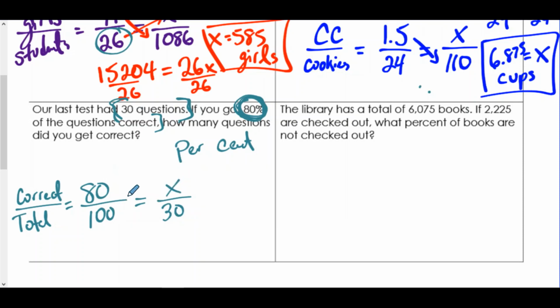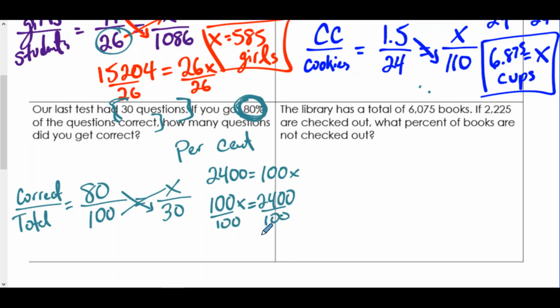From there, we're going to cross multiply. That's going to give us 2,400 equals 100 times x. Again, the order actually here doesn't matter. If you wanted to write this as 100x equals 2,400, you're going to cross multiply each of these pairs and put them on either side of that equal sign. And the final step is dividing by 100 on both sides. That gives us that x is 24.